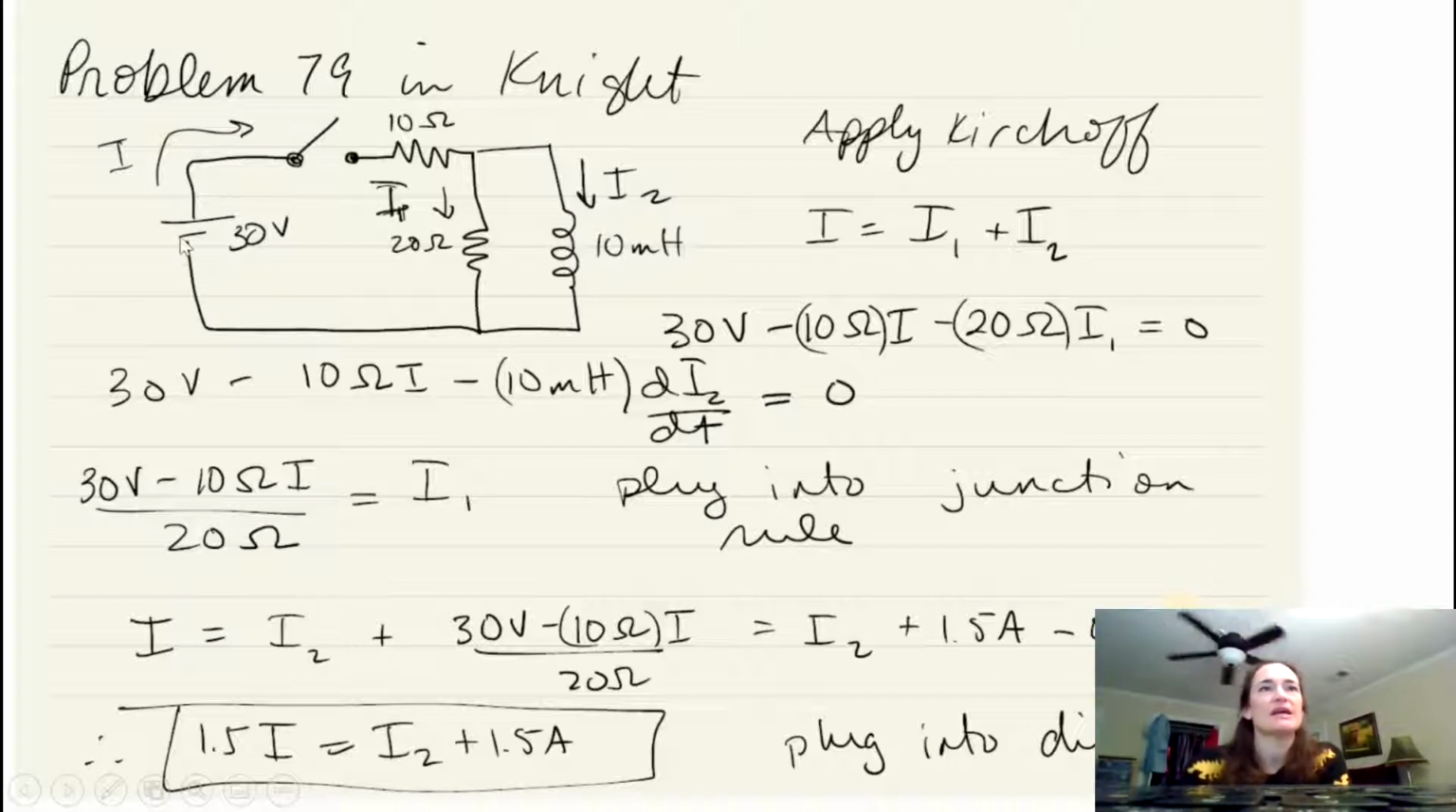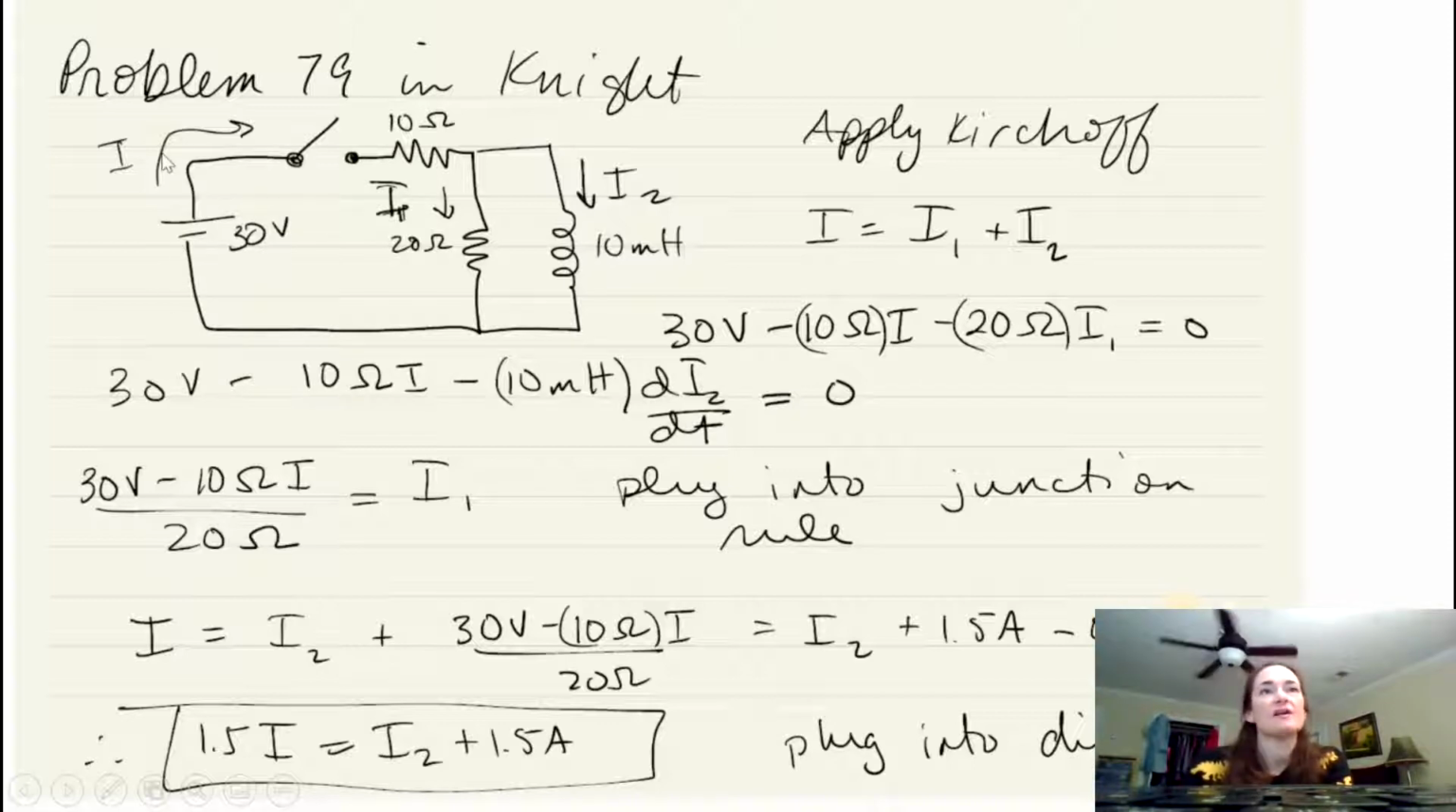So what's going on is that you have this 30 volt battery, and in all of these Kirchhoff's law problems, what you want to do is, step number 1, label the currents, show their directions and all that kind of stuff. So that's what I've done here in step number 1.